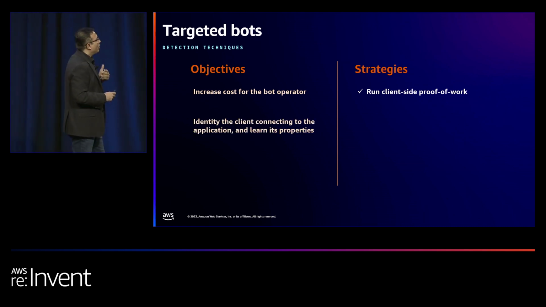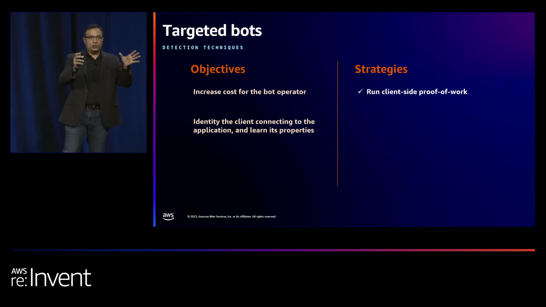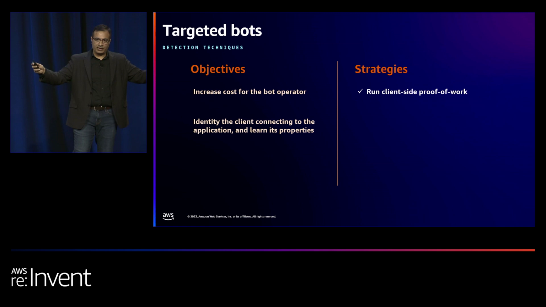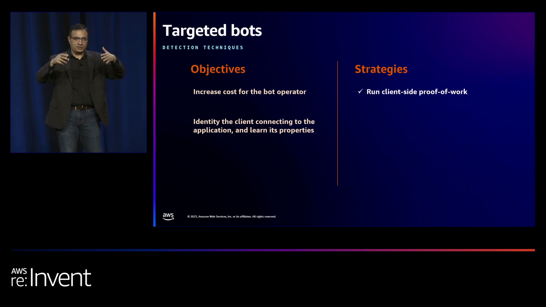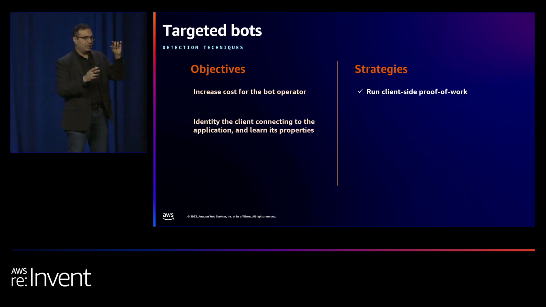Second, we want to identify the clients that are connecting to the application. So now think about how requests come into your application. They're coming from a lot of IP addresses. But behind those IP addresses, there are a large number of clients. They could be sharing an IP address. So IP address is really a bad attribute to look at bot traffic.